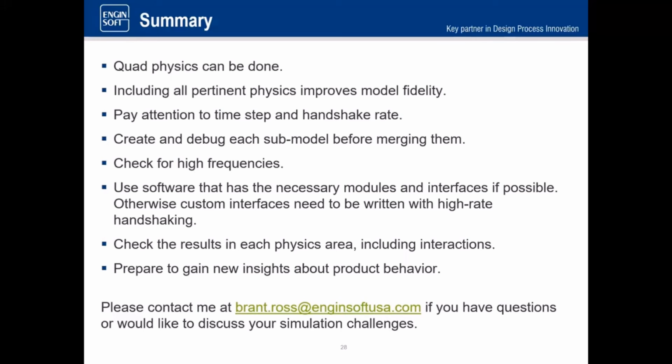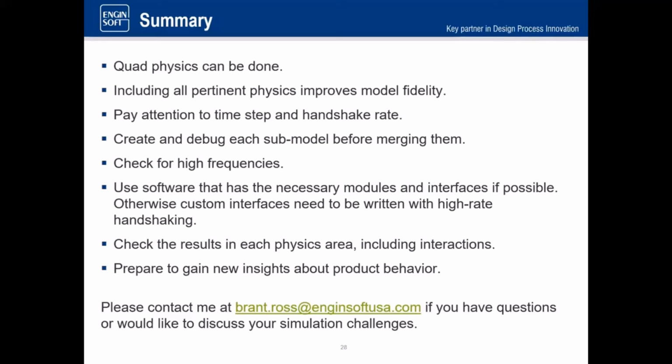And as we've seen, by including all the different types of physics, we see better model fidelity. In our basic example, we saw that by including the fluid, the tipping performance was not as good as it seemed when the fluid was just modeled as a fixed mass. When you do this kind of work, you want to pay a little bit of attention to time step and handshake rate. RecurDyn does a lot to automatically handle this properly, but you still want to do a bit of a checking process when you first do a particular type of model, just to make sure that's right.